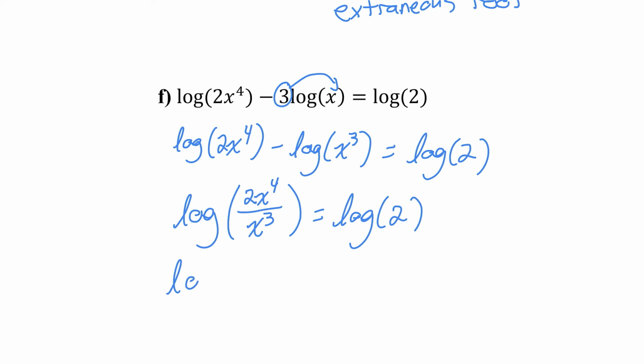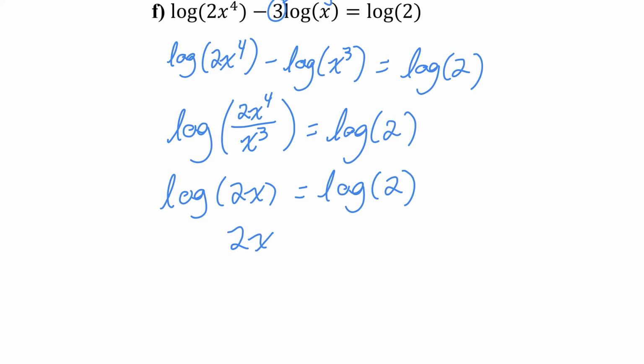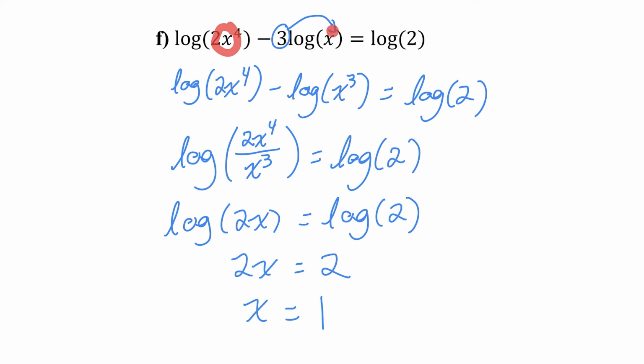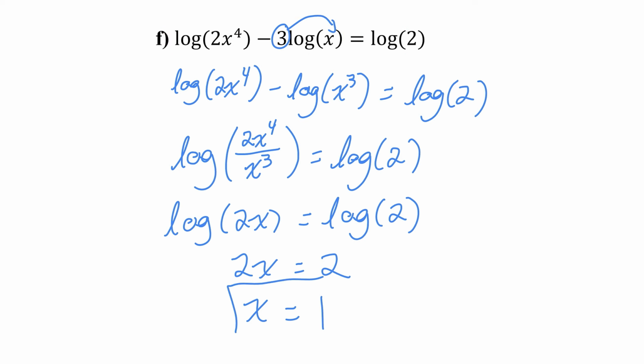So that's equal to log of 2x equals log 2. Now that we have log equal log, where the logs have the same base, we can just set the arguments equal to each other. So I have 2x equals 2, which means x would have to equal 1. And if you check that answer in the original equation by subbing it in for x, you will get left side equals right side. So I know that x equals 1 is a correct answer.